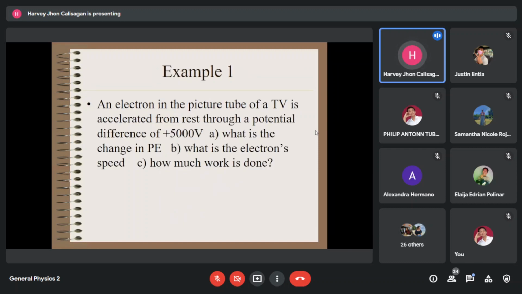sige, let's have this example. An electron in the picture tube of a TV is accelerated from rest through a potential difference of positive 5,000 volts. The question now is what is the change in the potential energy, what is the electron speed, and how much work is done. Okay.